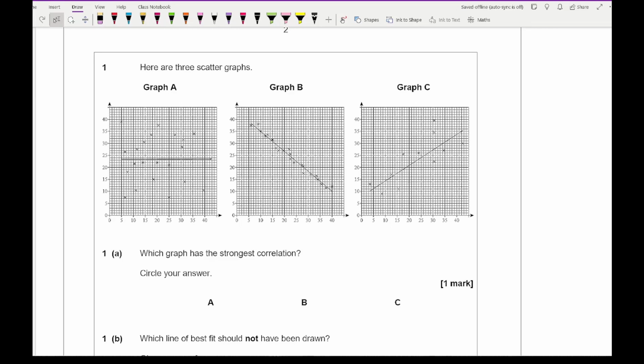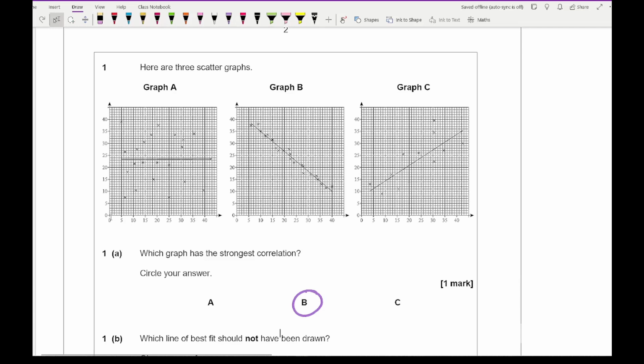So looking at question 1, it says here are 3 scatter graphs, and we've got graph A, graph B, graph C, and question 1a asks which graph has the strongest correlation. For it to have the strongest correlation, regardless of whether it's positive or negative, you're looking for which graph has all the points as close as possible to the line of best fit. And for this one, you should have highlighted the answer of B.